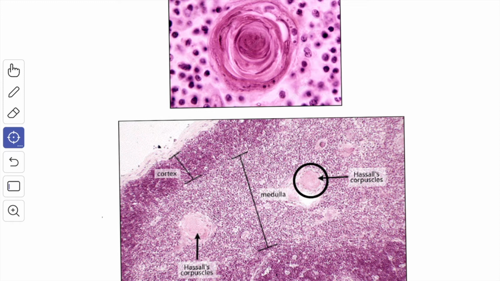The central mass of the corpuscle may also contain degenerating macrophages. The functional significance of the corpuscles is not understood. Next we'll see the function of the thymus. First we'll see the role of the thymus in lymphopoiesis.